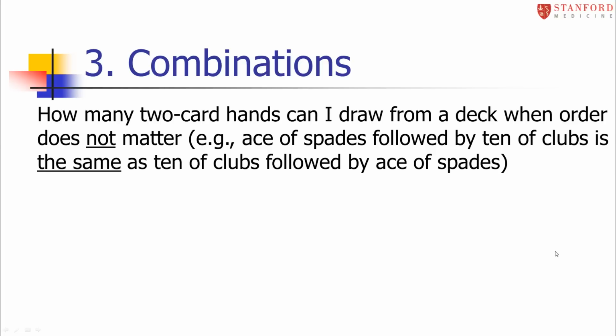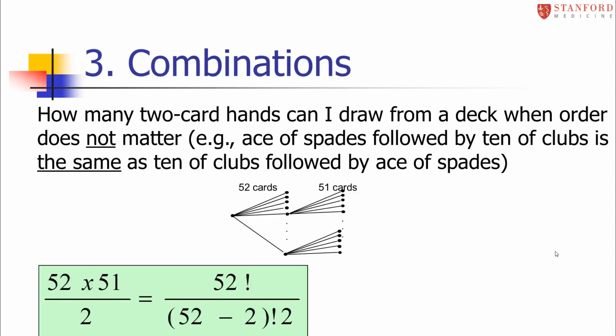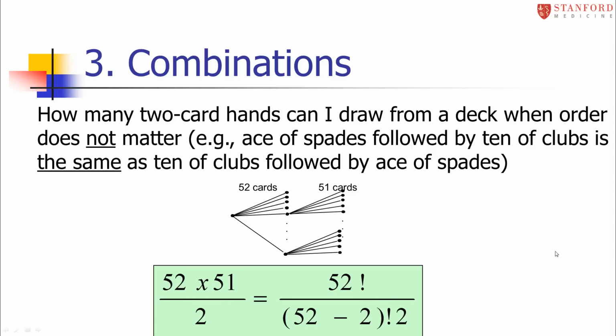So how many different 2-card hands can I draw? We actually calculated this in an earlier module. Remember, if you consider order, it's 52 possibilities times 51 possibilities, but if you want to not consider order, since there's a double of everything, everything is repeated once, you can just divide by 2 to divide out the order.